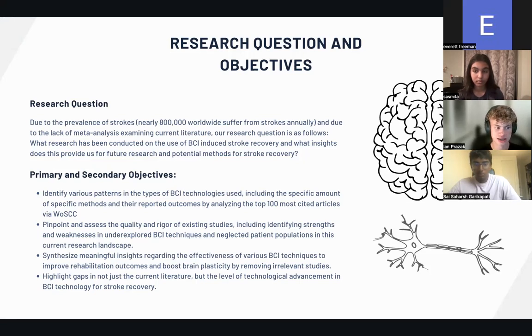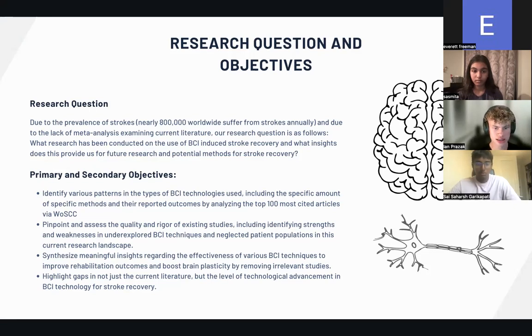We wish to identify various patterns in the type of BCI technology used, and the means we'll do this through is by seeing the specific amount of methods and the reported outcomes by analyzing the top 100 most cited articles of the Web of Science. And additionally, we wish to pinpoint and assess the quality and rigor of existing studies and identify core strengths and weaknesses in particularly underrepresented or under-researched BCI techniques and typically neglected patient populations within our research landscape.